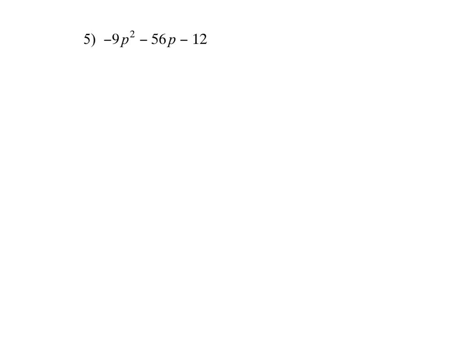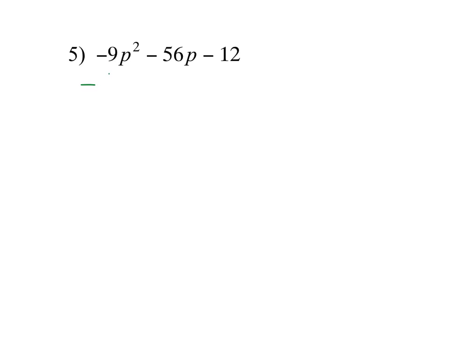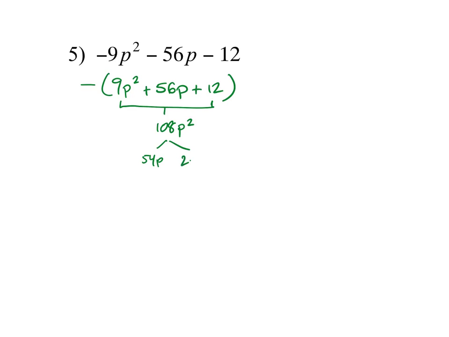The last one. This one is easier if you always have that quadratic term being positive. So my first step is that I'm going to factor out that negative. So now I'm going to do exactly the same inside of here. Okay, so 108p squared. Two numbers that you multiply and give you 108, and you add and give you 56 are 54p and 2p. I'm bringing down the 12 plus 12, and this is plus 9p squared. And don't forget that negative that we factored out, right?